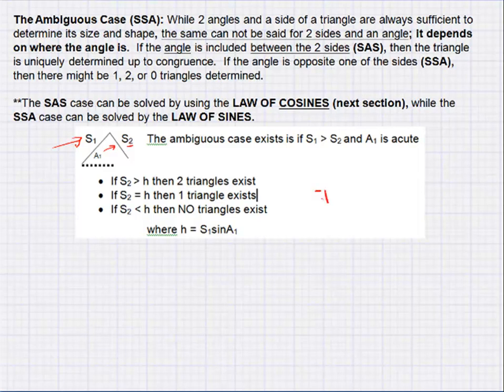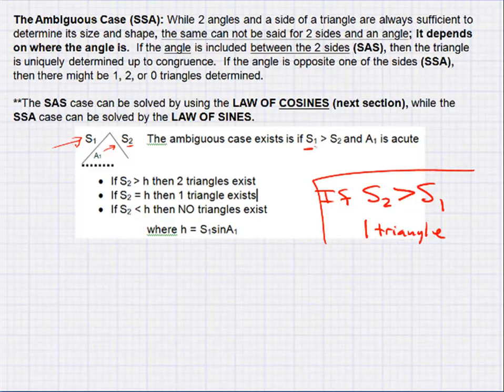Now, if side 2 is bigger than side 1, there's no ambiguous case. You have one triangle. You're back to basically the problems like we just did. You apply the formulas, you get an answer, and you're done. What happens though is if side 1 is bigger than side 2, then we have to worry about a couple of things.